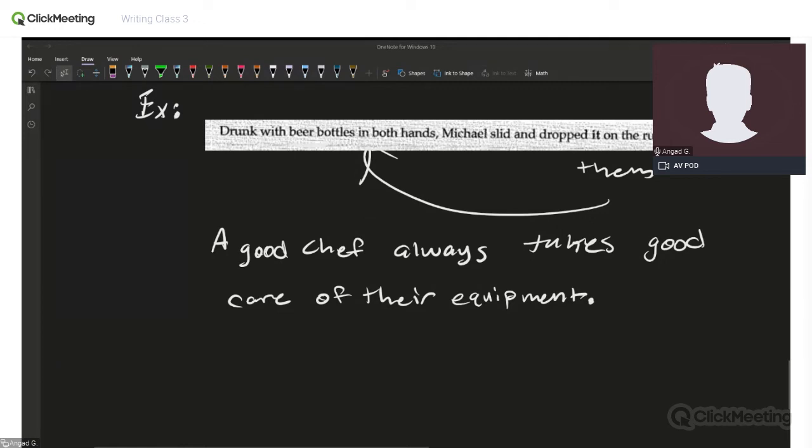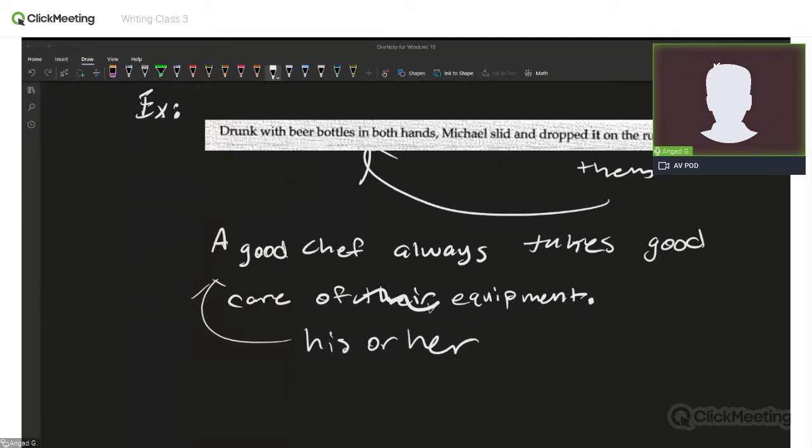Are you sure it is singular, Rhea? No, you guys are both incorrect. Yep, that's correct, Ryan. His or her. Because their is plural. We have to use one that refers to a good chef. Takes care of his or her. This is singular. All right. Rhea and Anya, do you guys get that?